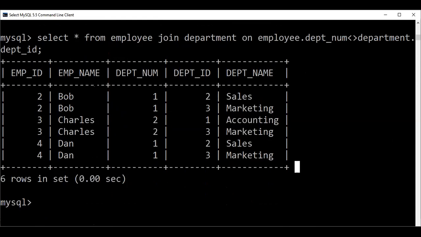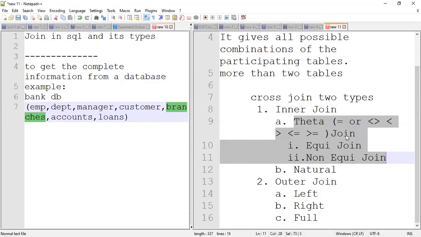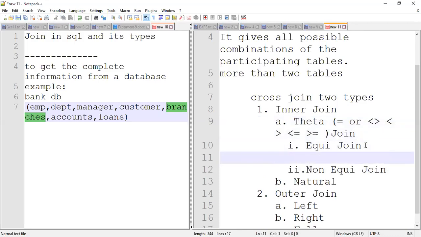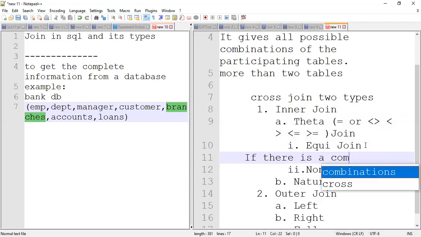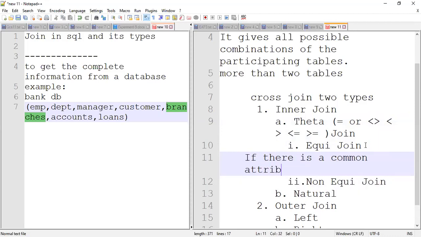Then coming to nature, you can write the definition, the same thing. I'm moving to my Notepad; you write the definition. So, inner join, theta join, write under equijoin. What is equijoin? The condition is, if there is a common attribute, I am considering two tables. What is a common attribute? It is common by value, not by name. The common attribute is by value set, not by name.